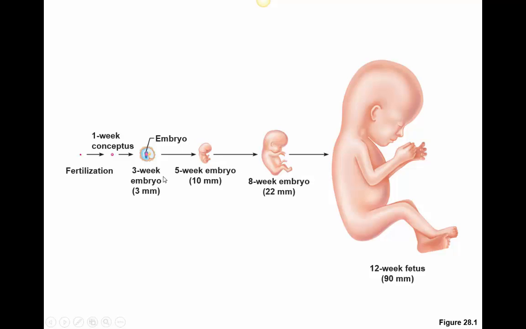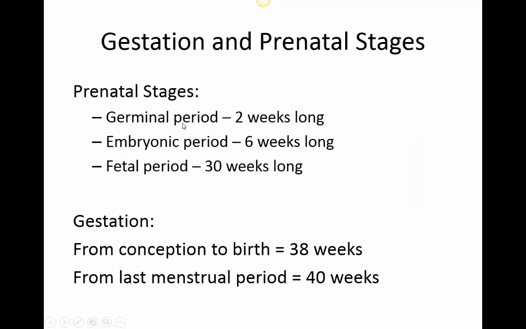So the germinal period is the first 2 weeks after conception. Then the embryonic period is 6 weeks after that. And when those 6 weeks are complete, the next 30 weeks are the fetal period. So if we add these together, we see there's 38 weeks from conception to birth. Of course, there's variations with that, but about 40 weeks or 38 weeks from the time sperm and egg meet to the time baby is born.